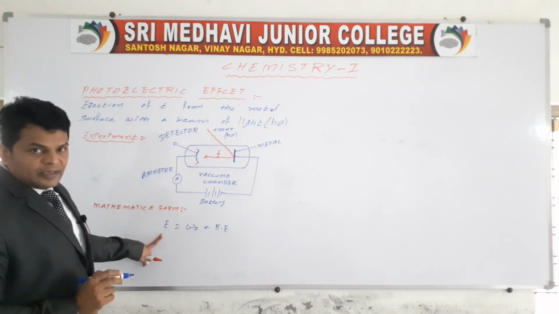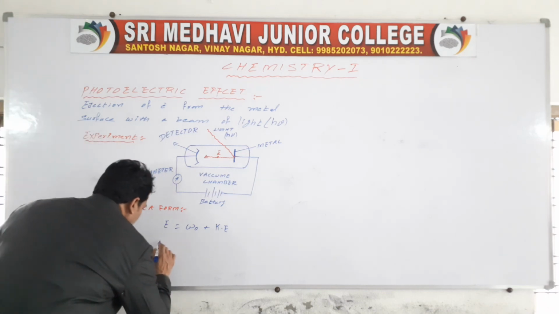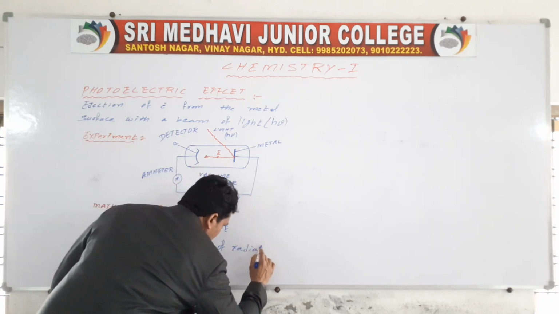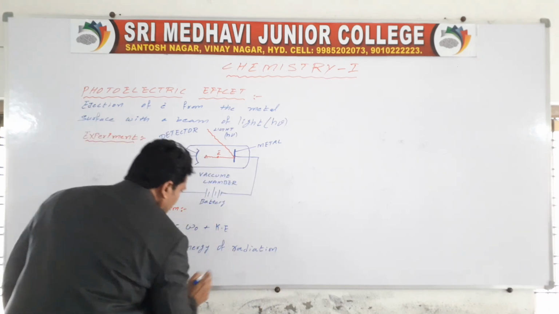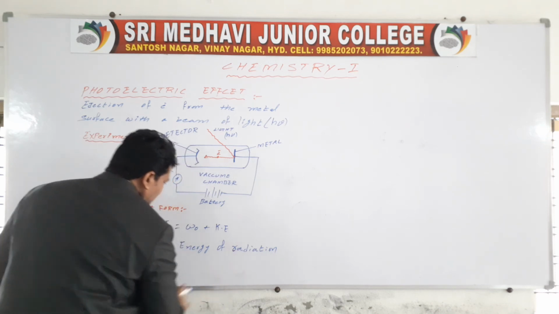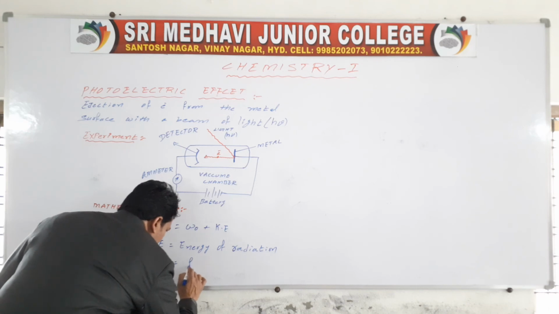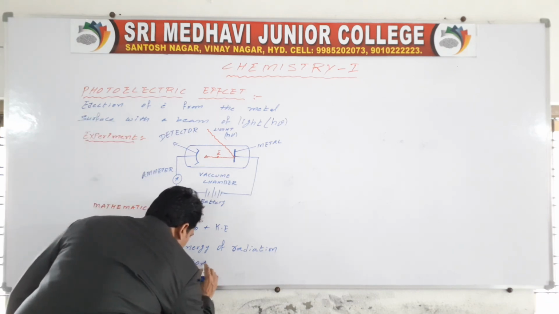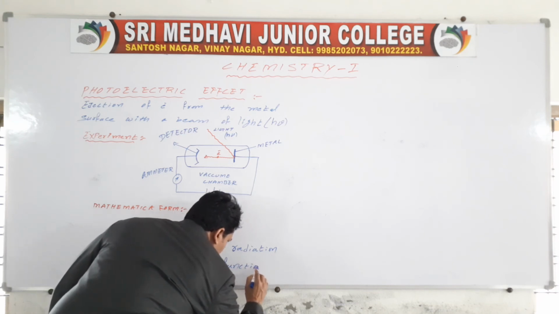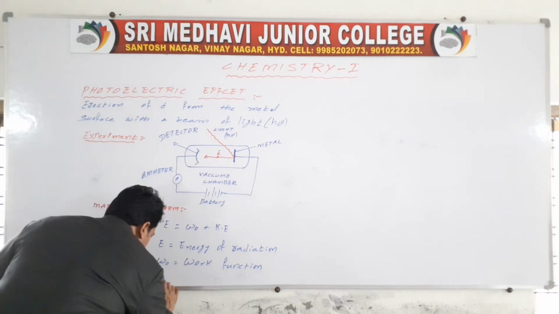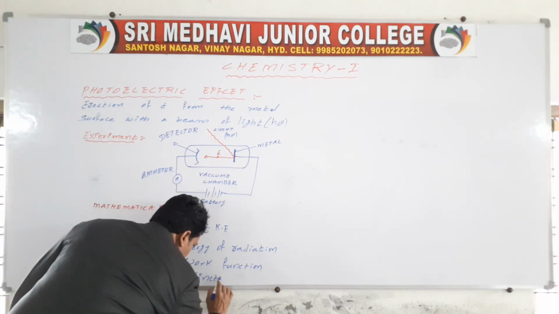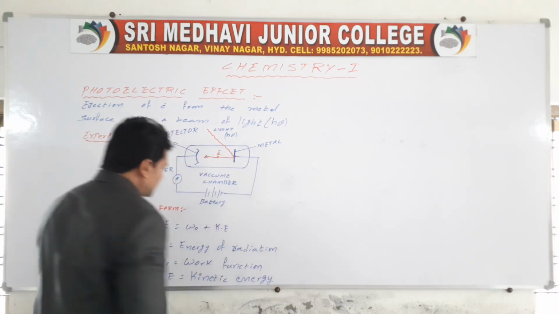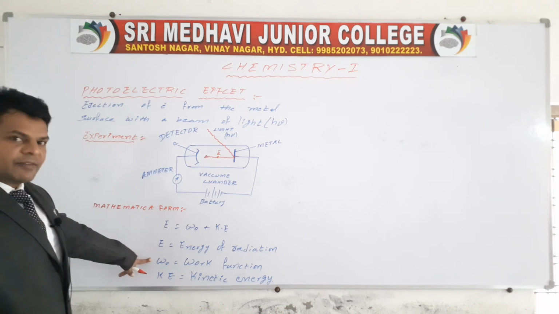Here E is the energy of radiation, W naught is the work function, and Ke is the kinetic energy. Now W naught is equal to h nu naught.